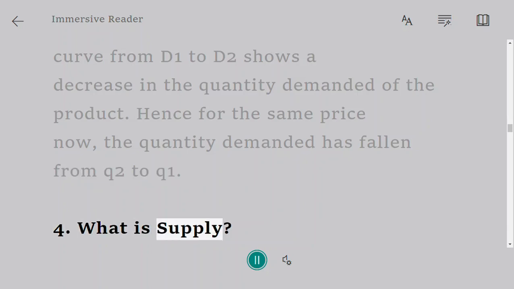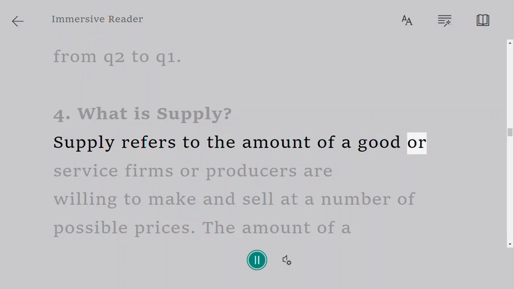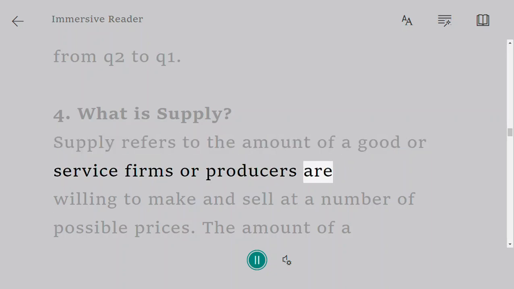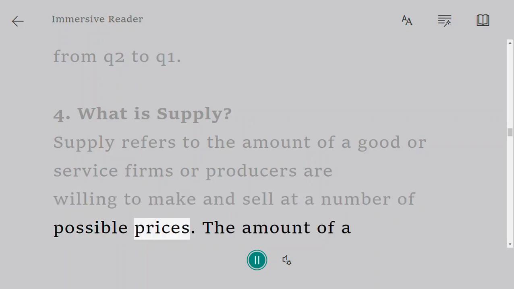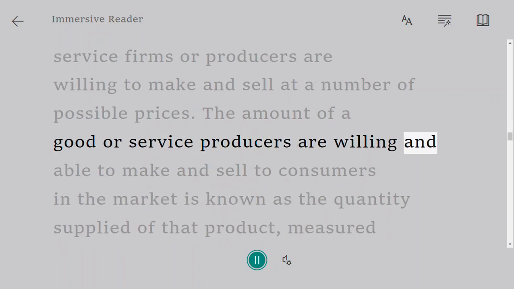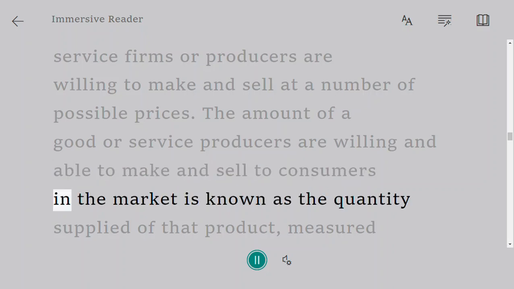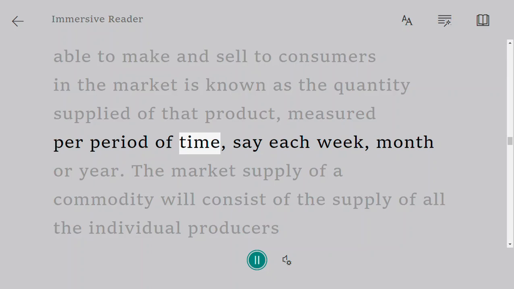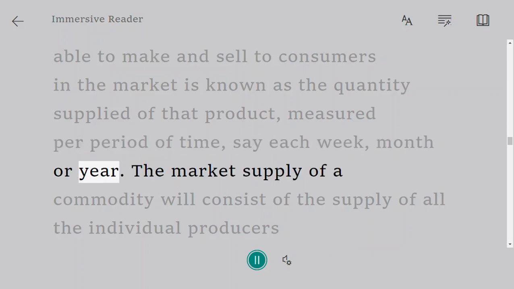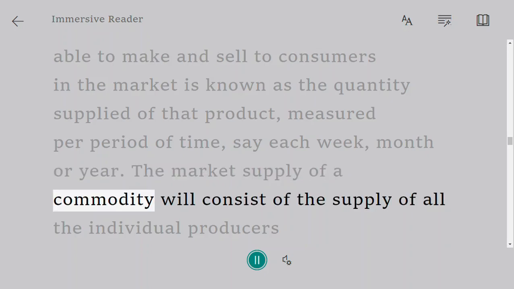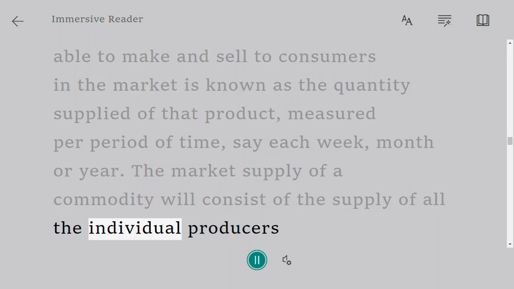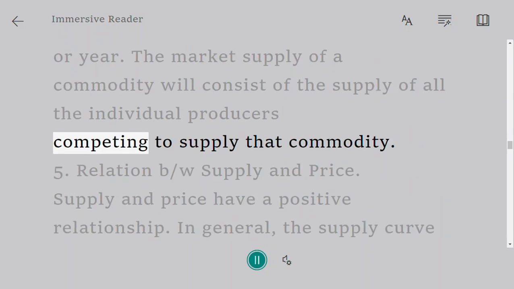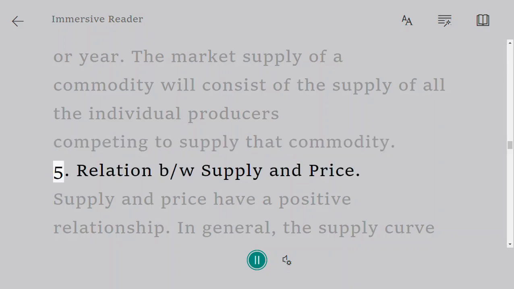4. What is supply? Supply refers to the amount of a good or service firms or producers are willing to make and sell at a number of possible prices. The amount of a good or service producers are willing and able to make and sell to consumers in the market is known as the quantity supplied of that product, measured per period of time, say each week, month, or year. The market supply of a commodity will consist of the supply of all the individual producers competing to supply that commodity.